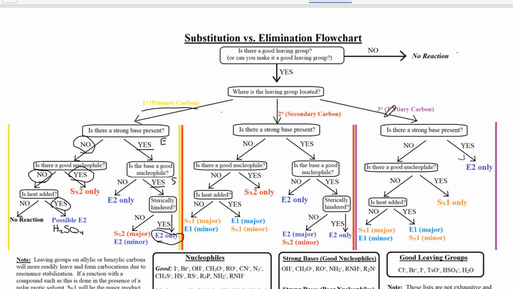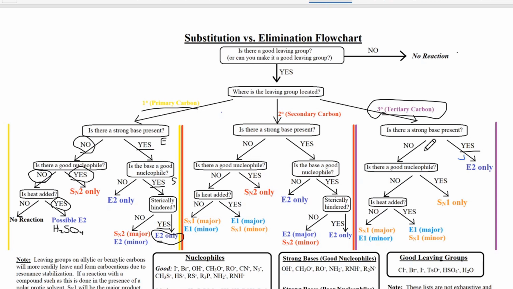Or if, for example, what if you have a tertiary carbocation? Is there a strong base? Well, let's say there is. Why won't you get substitution? Because the tertiary carbon, the leaving group is too sterically hindered to have a base come in, or a nucleophile come in if that nucleophile is also a base. You'll end up getting elimination because no nucleophile is going to be able to get in for a backside attack on a tertiary carbon.